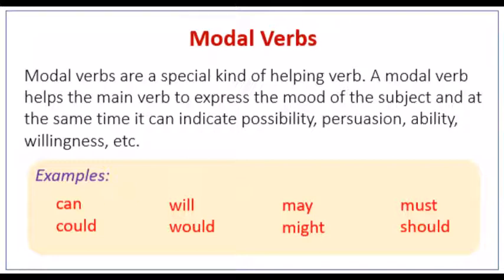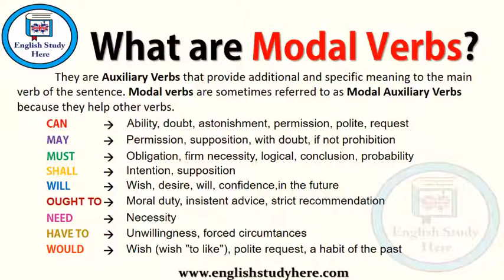A modal verb helps the main verb to express the mood of the subject, and at the same time it can indicate possibility, persuasions, abilities and then willingness, etc. Again, with another picture that is displayed, we may be having another definition with some similar aspects only. They are auxiliary verbs that provide additional and specific meaning to the main verb of the sentence. Modal verbs are sometimes referred to as modal auxiliary verbs because they help other verbs.